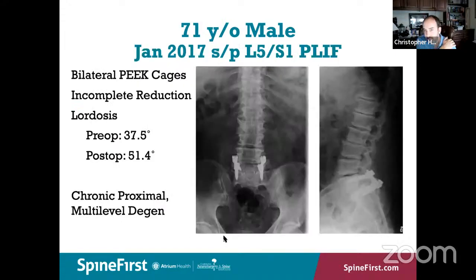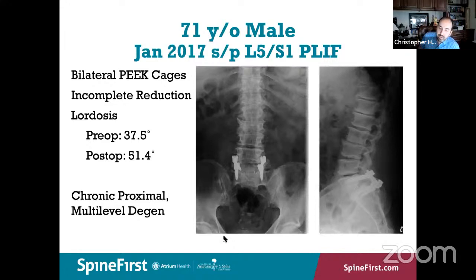At that time, the patient was treated with an L5-S1 PLIF with bilateral PEEK cages. There was some incomplete reduction of the spondylolisthesis at that level, but with some restoration of lordosis, but still with chronic proximal multi-level degeneration above this construct.